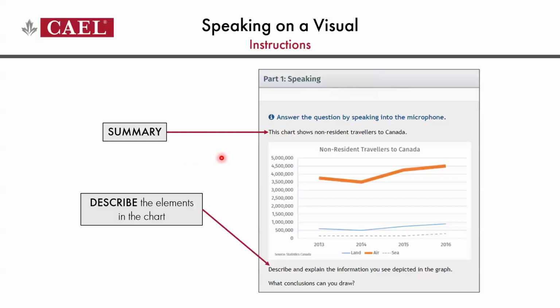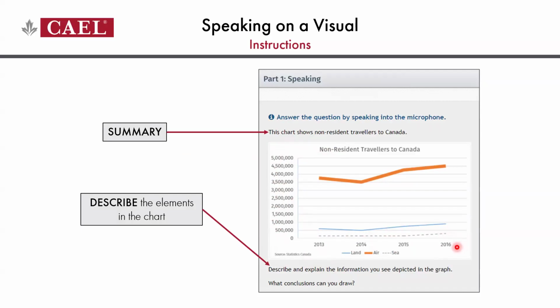And literally, you're just kind of going step by step. We now know the topic. What I would do is say the number of people entered into this study ranked from 0 up to 5 million. And the study of non-resident travelers was taken over a 3-year period from 2013 to 2016.